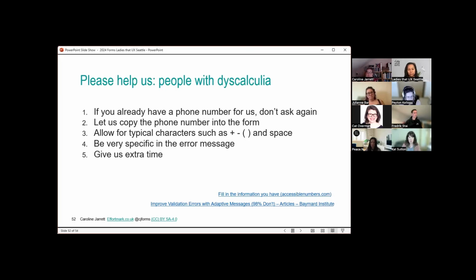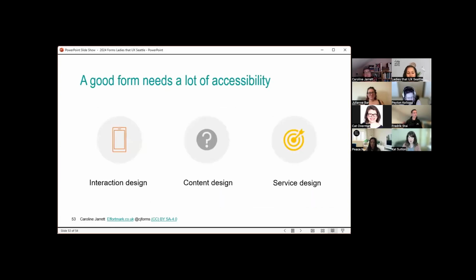When you give me an error message, please be very specific about it and give me extra time. Like two-factor authentication is always terrifying for me because I've got to get that 6-digit code, which is genuinely very hard for me to read, and transfer it from my phone into the computer. That takes me extra time to do. It's just hard. And so I can be proud of my own disability and ask you all to help me. So there we go. That was my final plea.